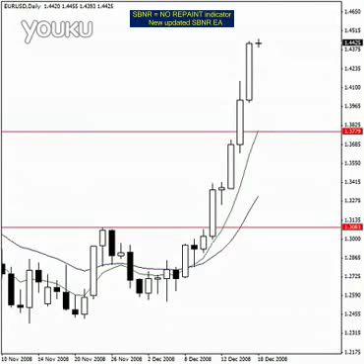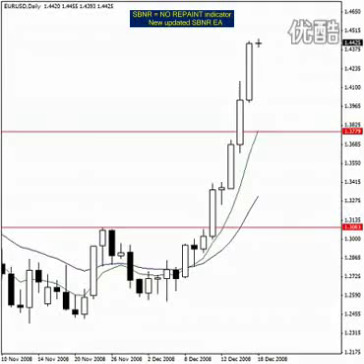I want to check out what happened to cause this move on the euro dollar this time, and answer a few questions that I've had on the email. I guess I'll start with the questions first. One of the biggest queries at the moment I'm receiving is when the euro dollar is going to stop and turn around and come back down.